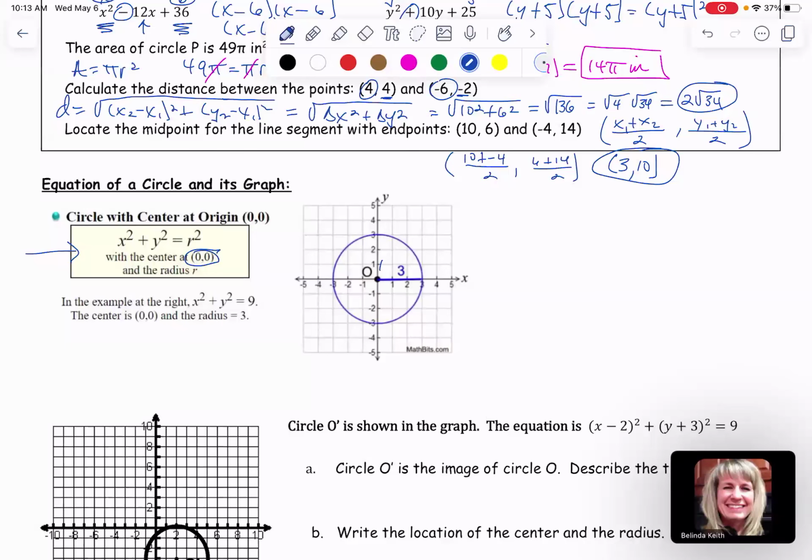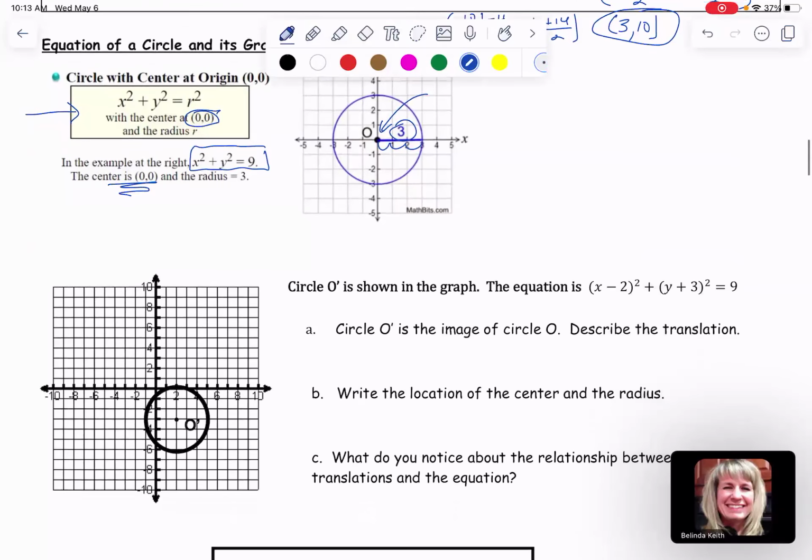You know how to find the center. We've been doing that for a while now. Your radius is the distance from the center to a point on the circle, which in this case happens to be 3. So when we write the equation of this circle, we're going to write it as x squared plus y squared equals 9. All right, that again is when the center is at 0, 0, that we have it in that form. So let's move it off of the origin.